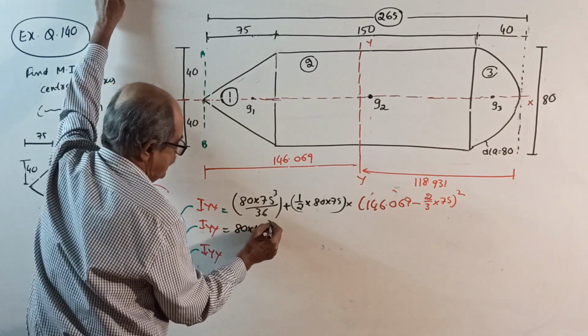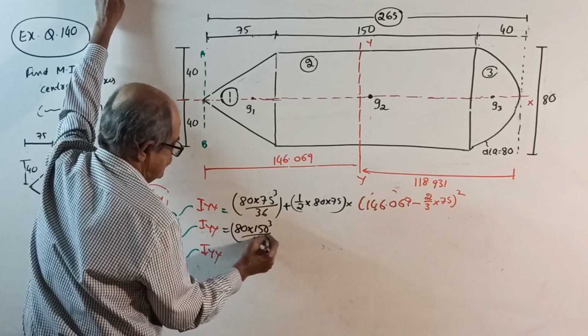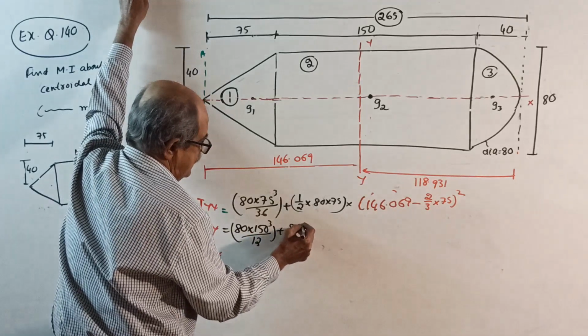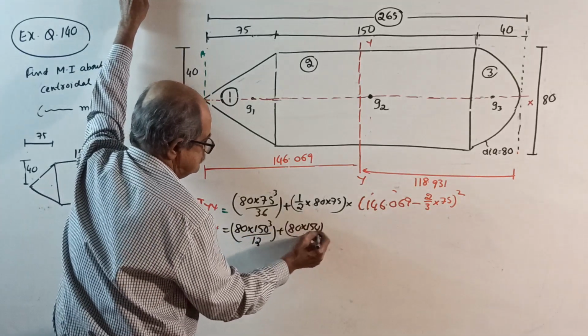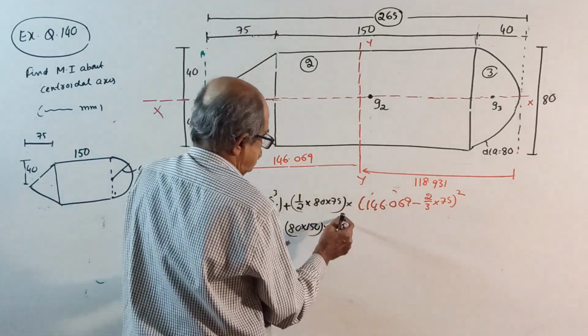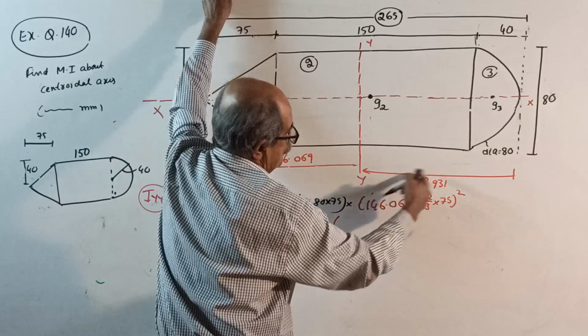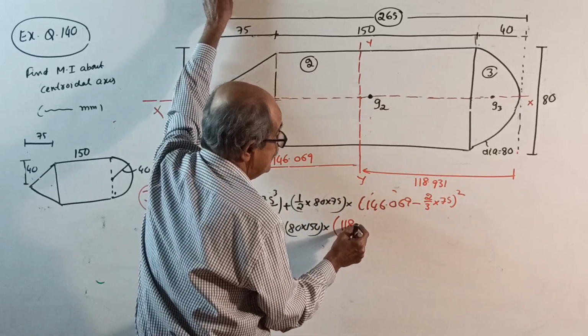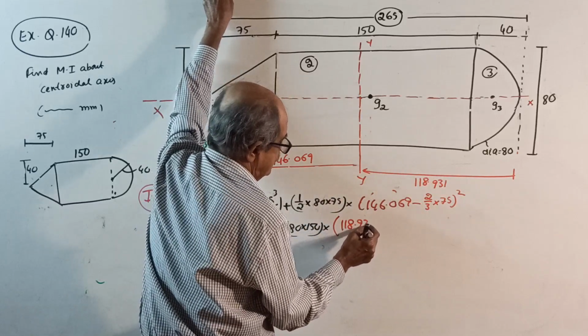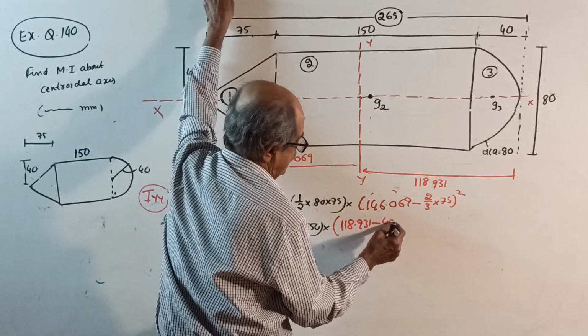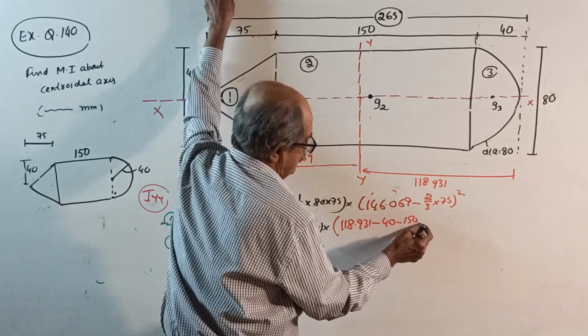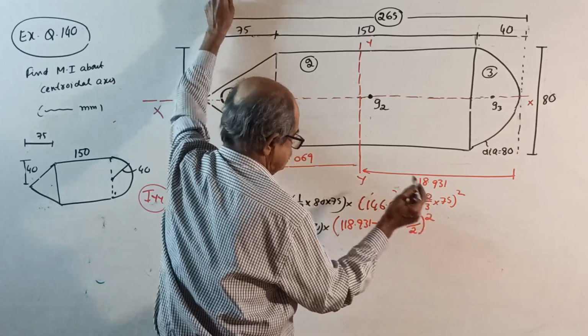Okay. Second one, 80 into 150 cube divided by 12 plus 80 into 150 is the area into this 10. 118.931 minus 40 minus 150 by 2 whole square.